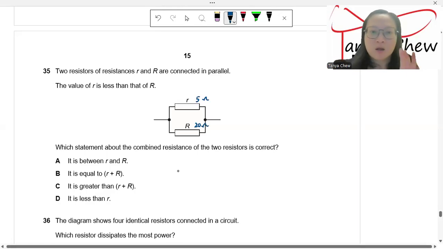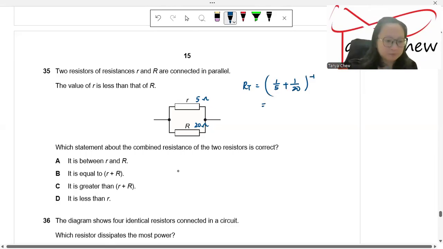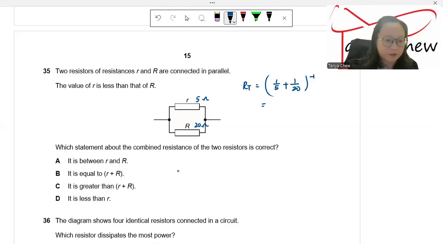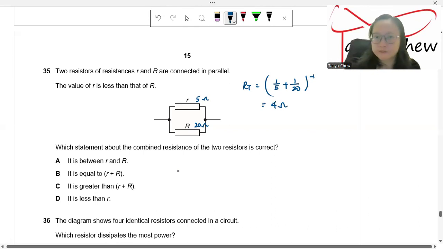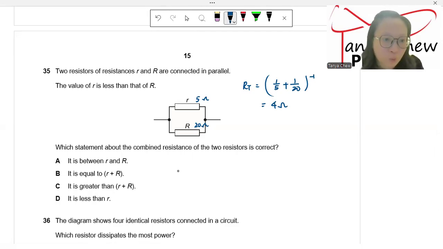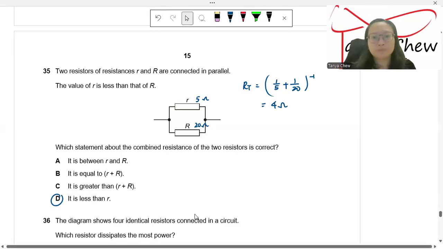This is 20 ohm. Since they are connected in parallel, I find the R total, which is 1 over 5 plus 1 over 20, and then you invert it. Get a value. It doesn't hurt to do that, right? So you don't have to think too much when you sub in the value. So 1 divided by the answer, I get 4 ohm. 4 ohm for the total resistance is definitely less than the resistance itself. That is why D is the answer. Because my resistance is 5 ohm, I put it as 5 ohm. You can put any other numbers, up to you.